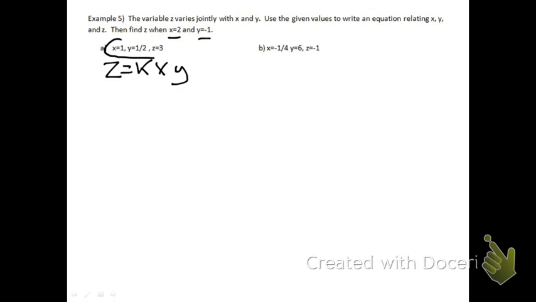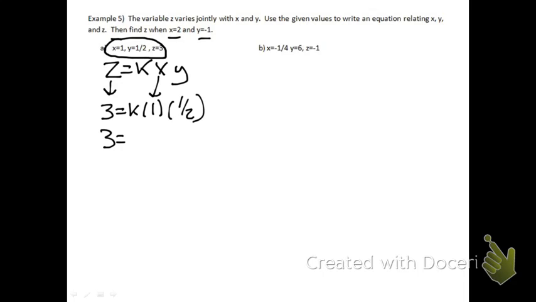First, to write my equation, I have to use these three values and substitute them to find my k value. So I'm going to put in for z a 3. I don't know what k is, that's what I'm actually trying to find. For x, it tells me x is 1, and the y value's got to be a half. So I can solve this.